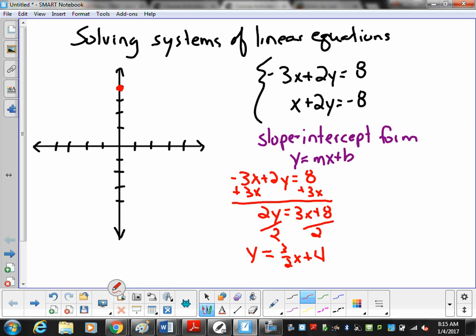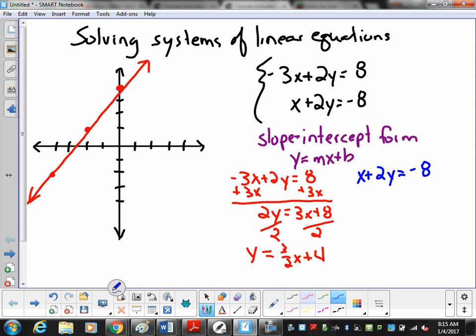Now what's my slope? 3 over 2. So that means I go up 3 and to the right 2, but I don't have enough space to go up 3 on mine. So what else can I do? Down 3. 1, 2, 3, and then to the left 2. All right, so there's my graph for that equation. Everybody okay with that?